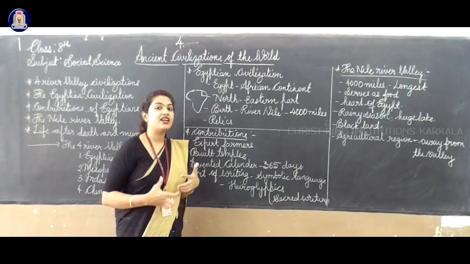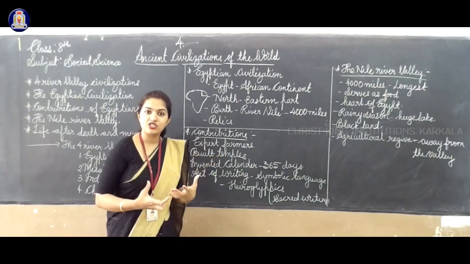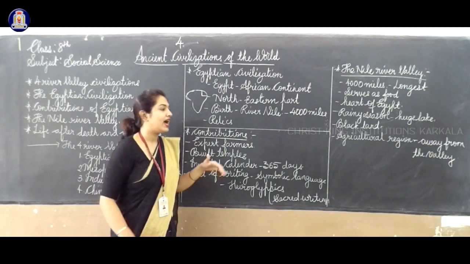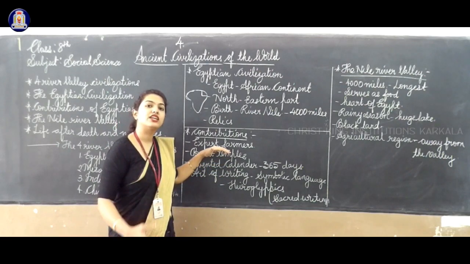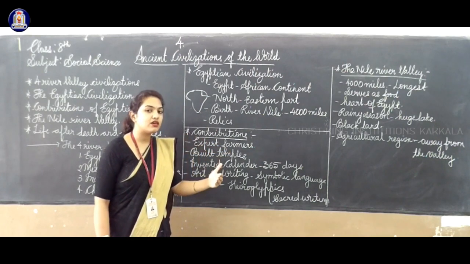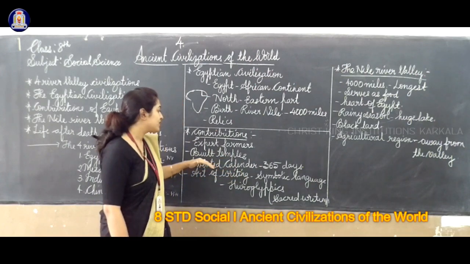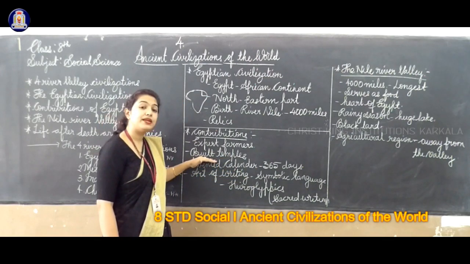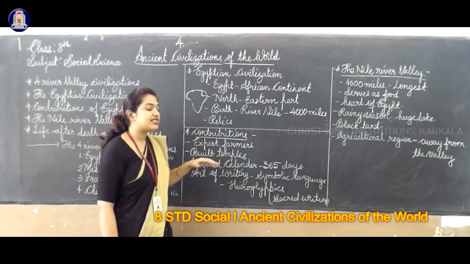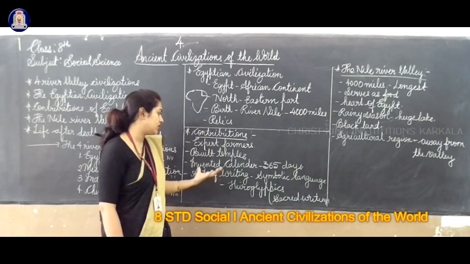That means they had knowledge regarding agriculture, animal husbandry, and also irrigation. What is the meaning of irrigation? It is the method of supply of water towards the agricultural land. And they had the knowledge regarding building temples. That means they had knowledge regarding constructions and building infrastructure.